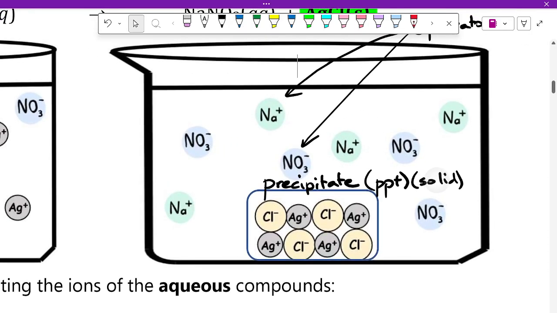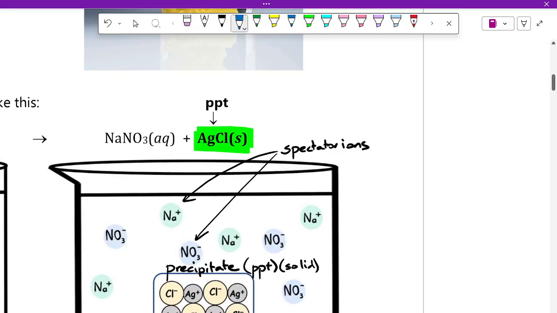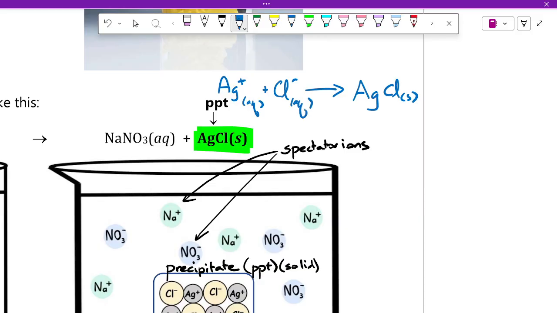I need to have AgCl as my solid at the end. So you put your products first, and then you write your reactants, and you say, what do I need to get AgCl? I need an Ag plus, and I need a Cl minus. That's how you do the shortcut.